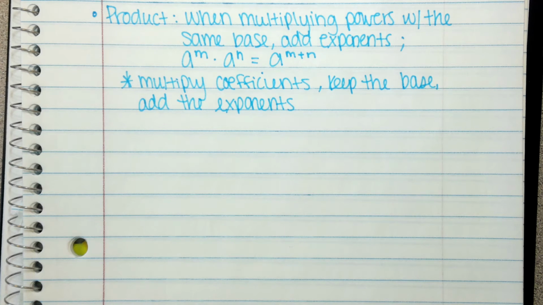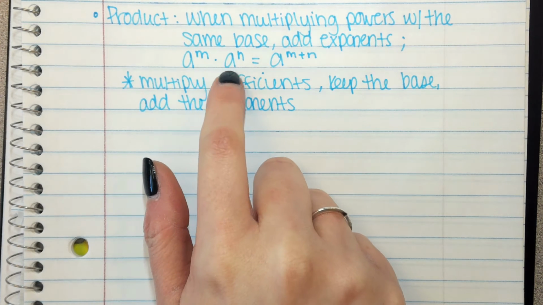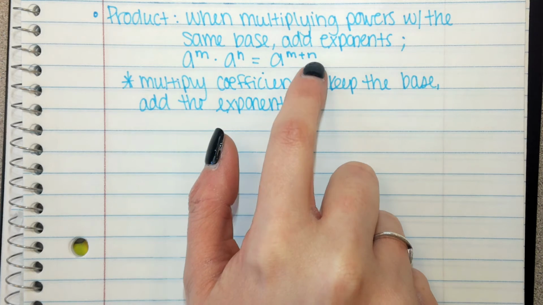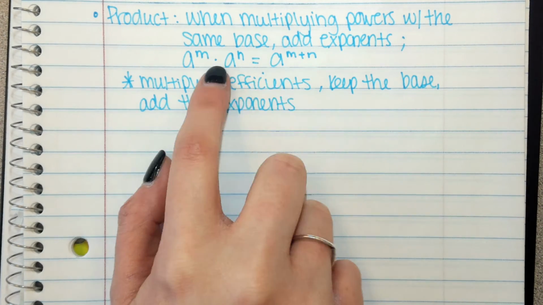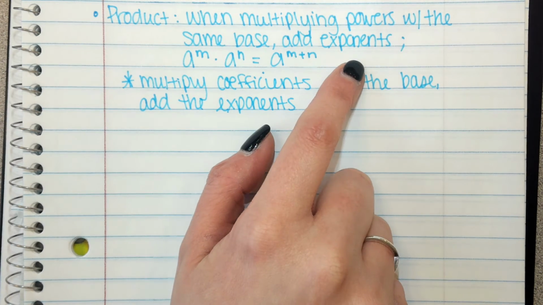Okay, the last rule that we're going to look at today is the product rule. And so that rule says that when you're multiplying powers with the same base, you add the exponents. And here's your little example. If you have a to the m times a to the n, your base is a, and then you add those exponents, so m plus n.